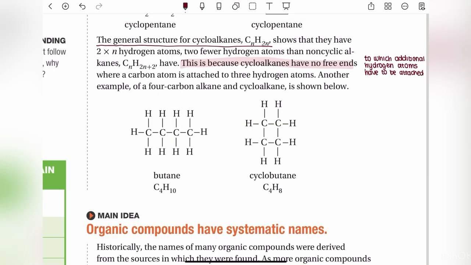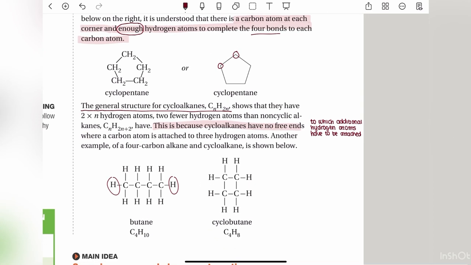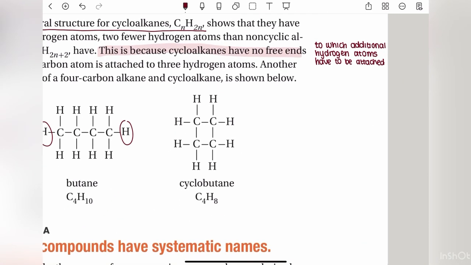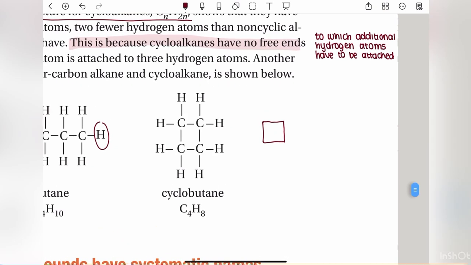Another example of a 4-carbon alkane and cycloalkane is shown below. So here we have butane and cyclobutane, and we see that cyclobutane has 2 fewer hydrogens because it doesn't have these so-called free ends, where the additional 2 hydrogens can attach themselves. So as we got acquainted with a skeletal representation already, cyclobutane can also be drawn as a simple square. So at every corner there's a carbon atom, right?